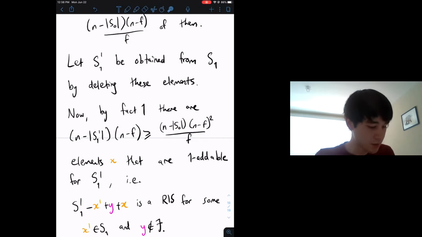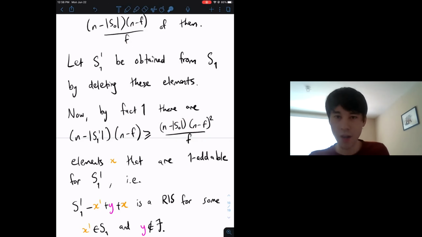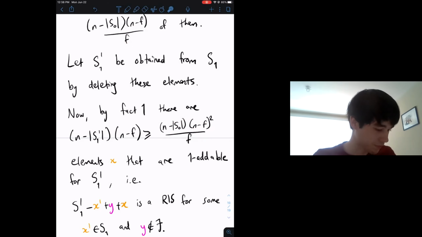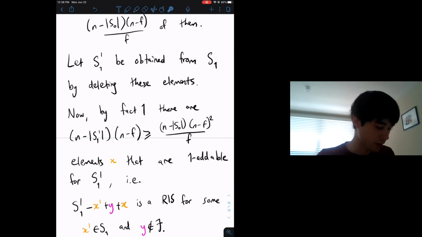So this expression is at least this, because that's the number of things I deleted, which means this is true. So I have found the desired number. This was the number that appeared in the statement of the fact. I have found the desired number of elements x, which are one-outable for S1 prime. And S1 prime was the subset of S1, which is obtained by deleting everything that was one-outable to S0. Okay. And what it means to be one-outable, to remind you, is that first I do a swap, I delete something and I add something which is not already in the family, and then I add x.